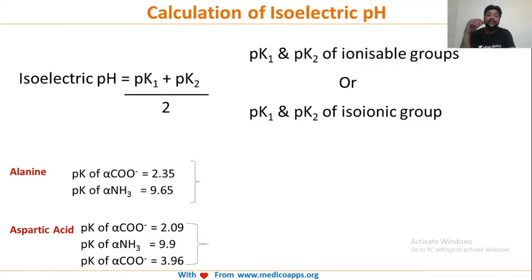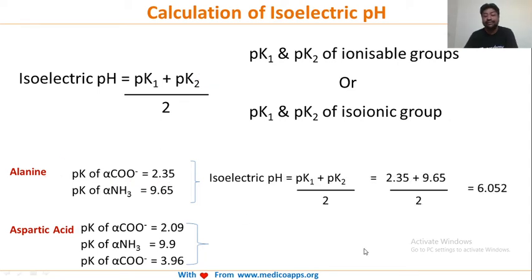Okay, now another very important question is calculation of isoelectric pH. Each amino acid will have a different COOH group and NH2 group, and they will have their ionization pK values. Like, say, alanine: the pK of ionization of the COOH group is 2.35, and the NH3 group is 9.6. So if we have to calculate the isoelectric pH, it will just be an average of these two.